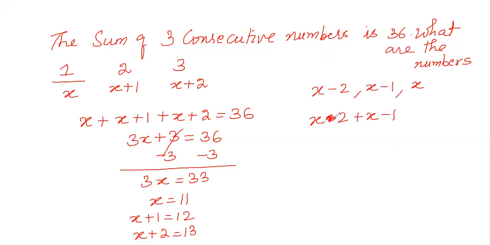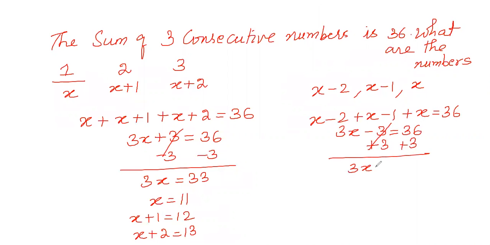Sorry, x minus 2 plus x minus 1 plus x is equal to 36. In this case, you have 3x minus 3 is equal to 36. 3 is being subtracted, so you add 3 on both sides. 3 gets cancelled on the left, so you get 3x is equal to 39. So divide by 3 on both sides, you get x is equal to 13.